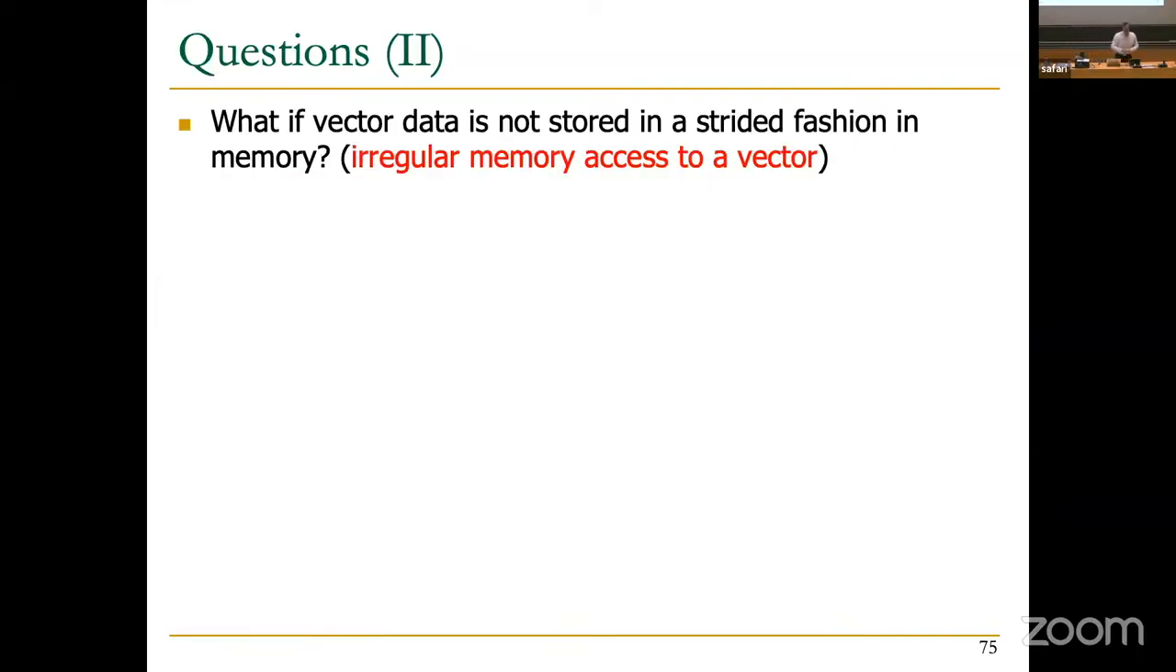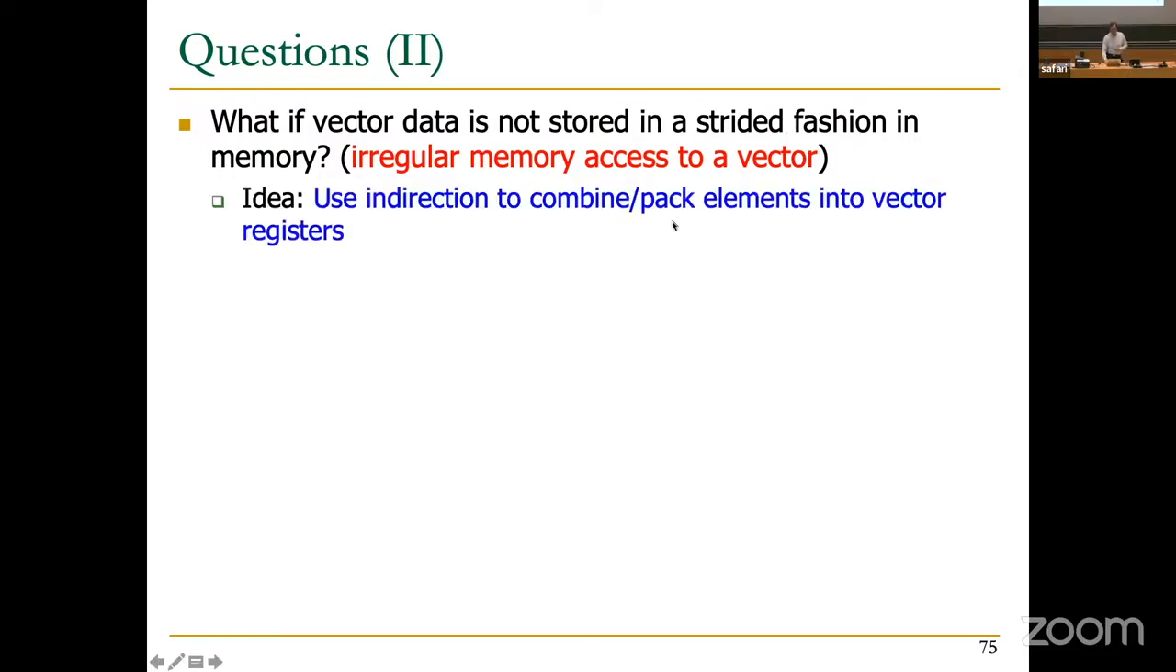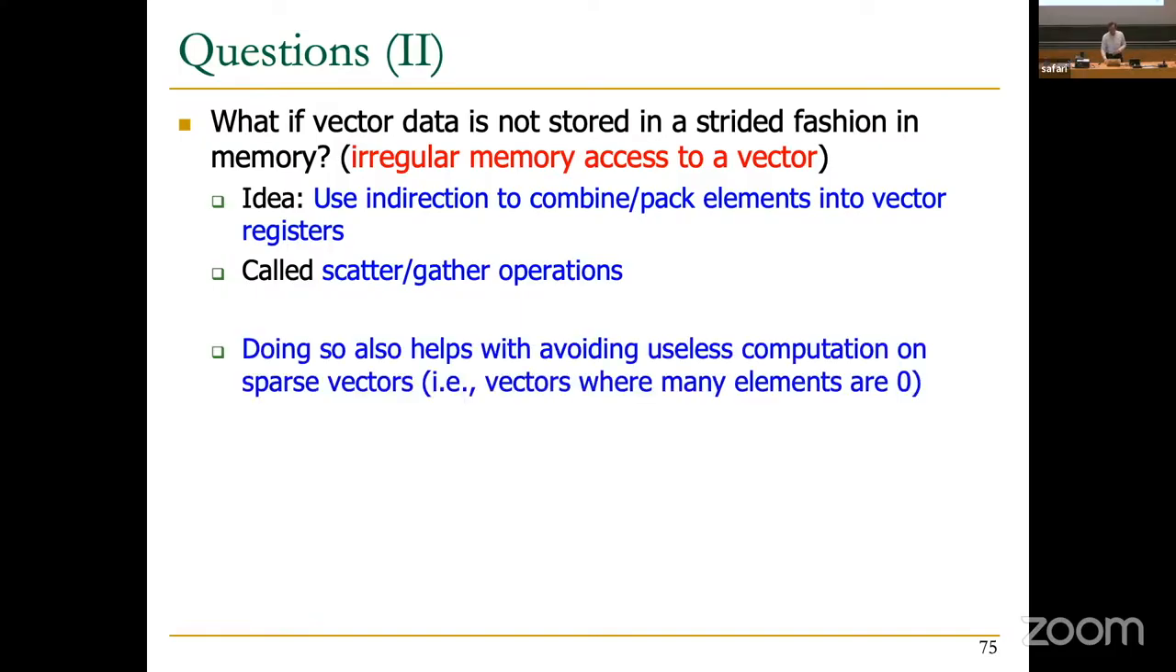Okay, so now let's talk about some more thorny issues. What if vector data is not stored in a strided fashion in memory? What if you have irregular memory access to a vector? Basically, the idea is to use indirection. Remember the load indirect that we introduced in LC-3? It's going to come back to us right now. We're going to do indirect loads. So we're going to use indirection to combine or pack elements into vector registers. These are called scatter-gather operations. They're very popular today because of sparse matrices especially, which are used in machine learning quite a bit.